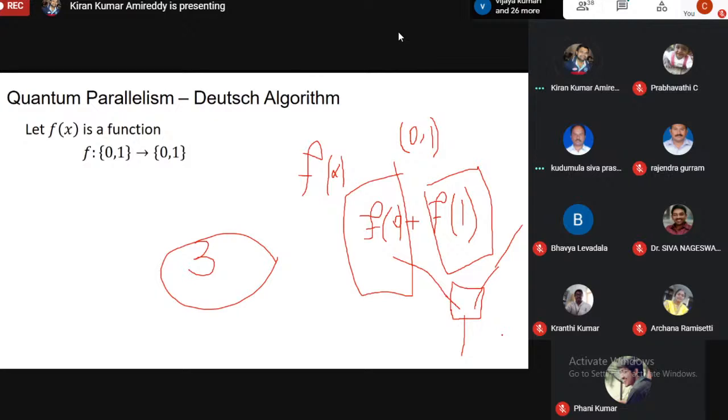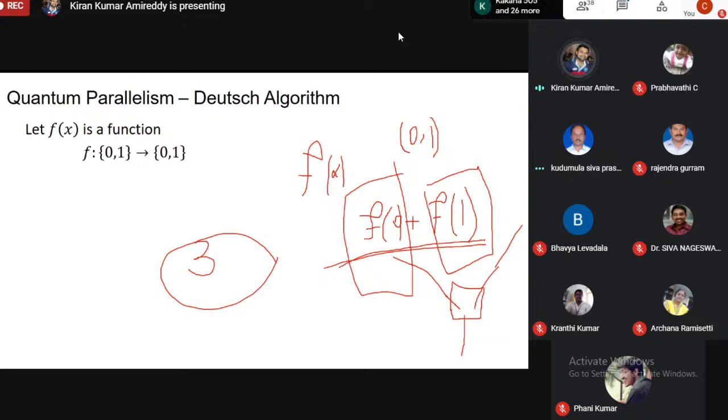But if it is a quantum computer, we can eliminate all these intermediate steps. We can simply, in a single step, evaluate this f of 0 plus f of 1. So that's quantum parallelism. It will take the parallel operation simultaneously. Why is it operating like this? Because of using the qubits.